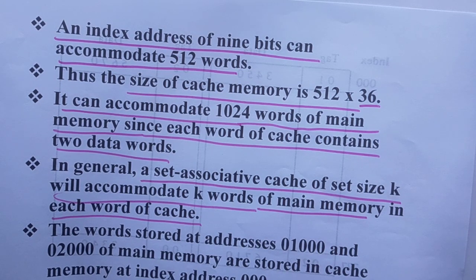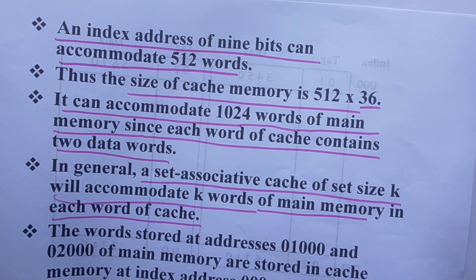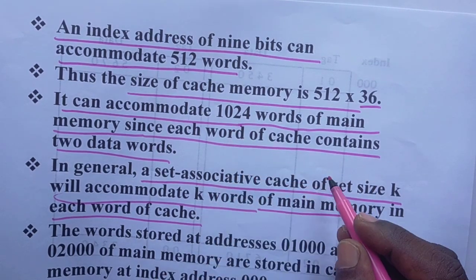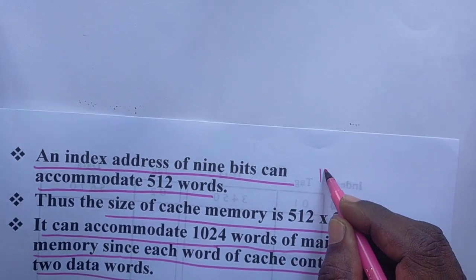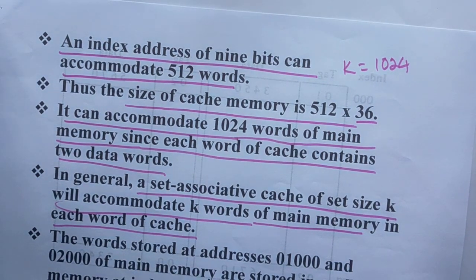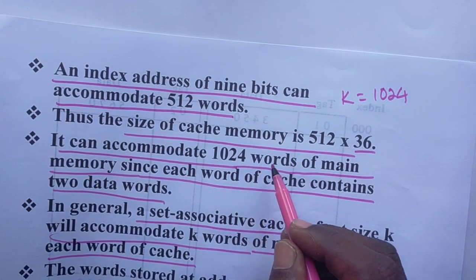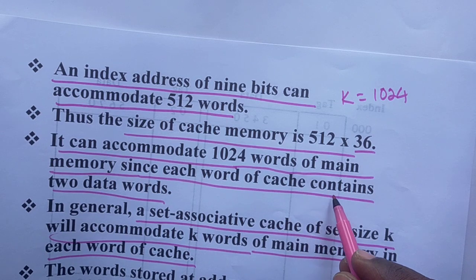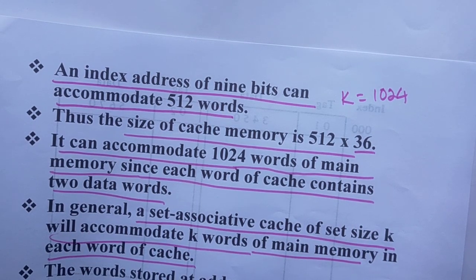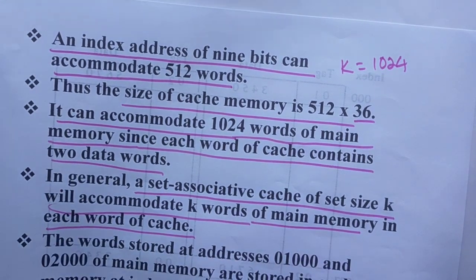If we have a set associative cache of set size k, it accommodates k words of main memory, where here k is equal to 1024. In main memory it is defined with a k, maybe 20k, 30k, 40k, it doesn't matter. For that reason, it can accommodate 1024 words of main memory, since each word of cache contains 2 data words. In general, a set associative cache of size k will accommodate k words in main memory.